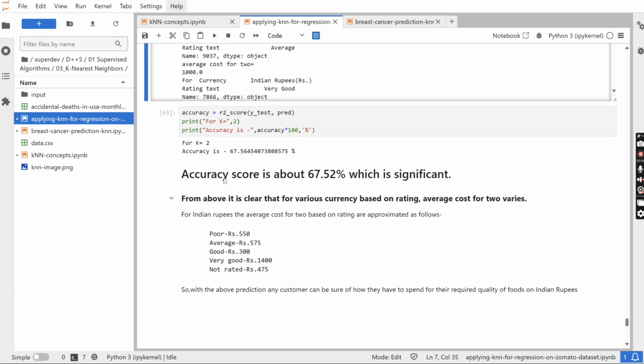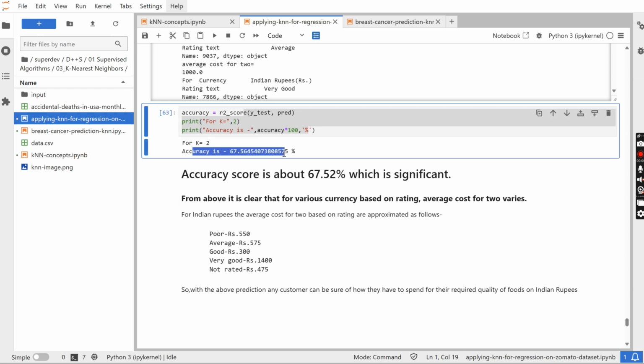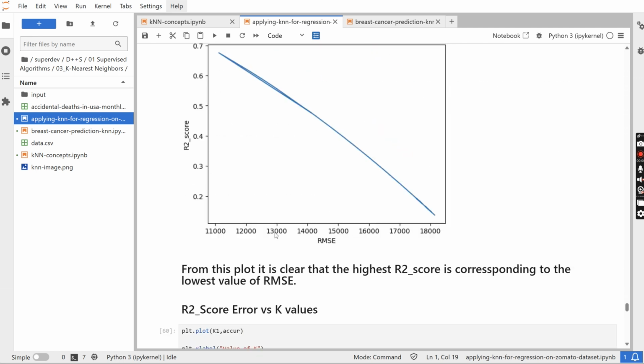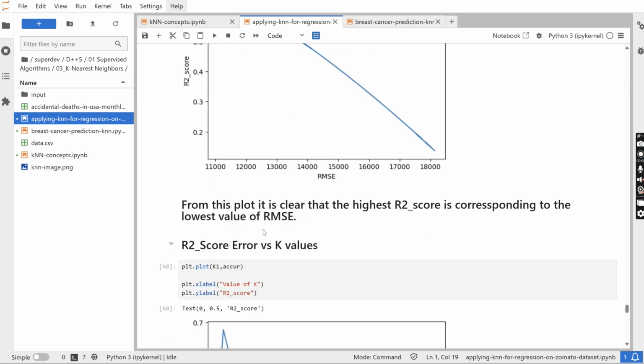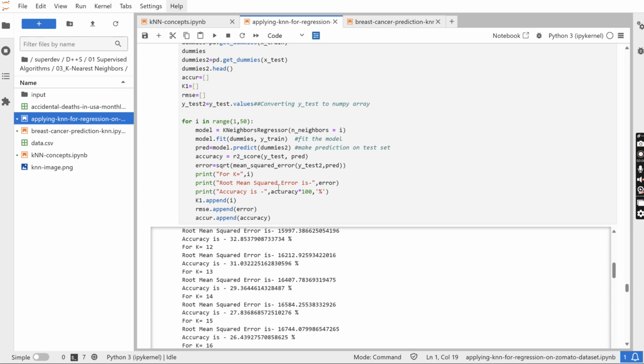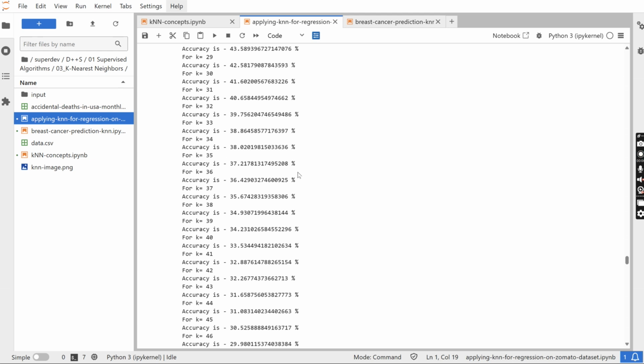So this way you can predict the cost. Okay, so accuracy also you have measured, but accuracy is not good enough. 67% is not good enough, I would say. And RMSE is also very high, which is not good enough. R squared is low. 70% of variance is captured, but that is not good enough. Anyway, so this is how you can use KNN for a regression problem.